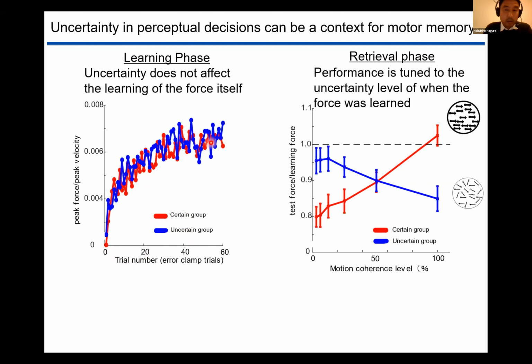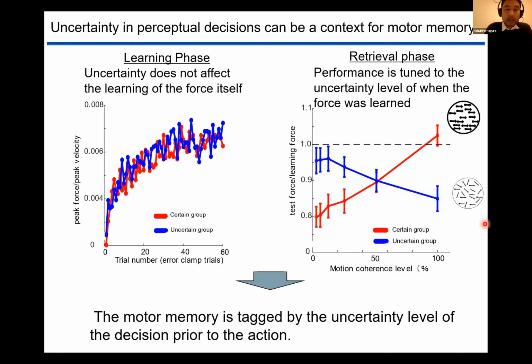And this is the result of the retrieval phase. Performance is clearly tuned to the uncertainty level of when the force was learned. So if I explain again, if you learn the force under a certain decision, you can produce the force very well, but if you're in the uncertain situation, the amount of force drops to 80%. And for the uncertain group, the result reverses. So the motor memory is tagged by the uncertainty level of decision prior to the action.